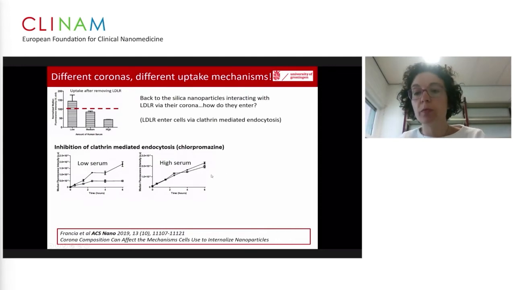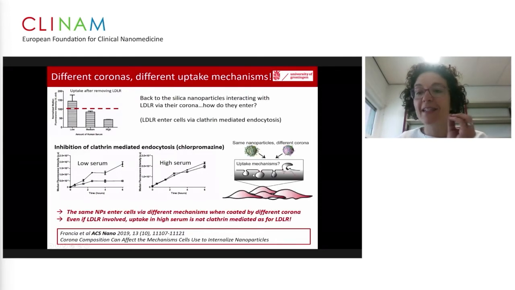So this tells us two important things. First, that the corona also affects the mechanism of uptake. So depending on the corona, we have different receptor interactions, and the same nanoparticles enter the same cells with different mechanisms. So we really have to be asking which is the relevant corona to use for our experiment, since it affects receptor interactions and also the mechanism of uptake.